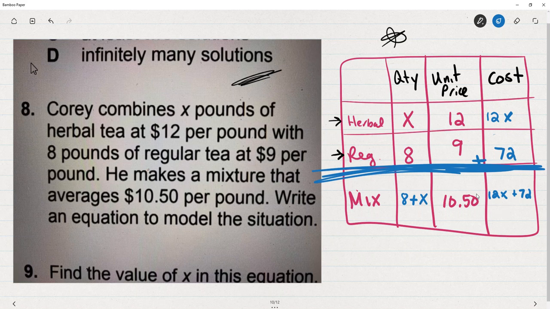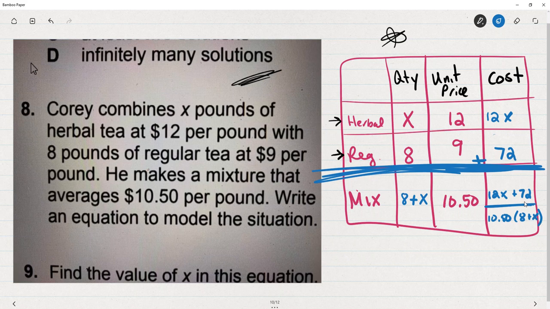What I'm getting here now is two ways to fill in this box. I could add up the costs to get 12x plus 72, or I could say $10.50 times this quantity is going to give me the cost also.